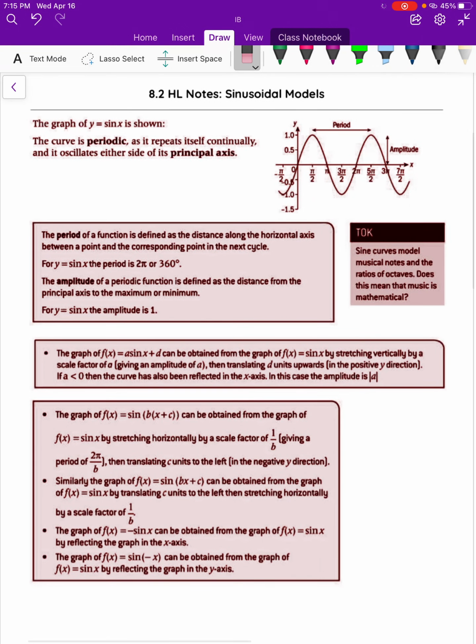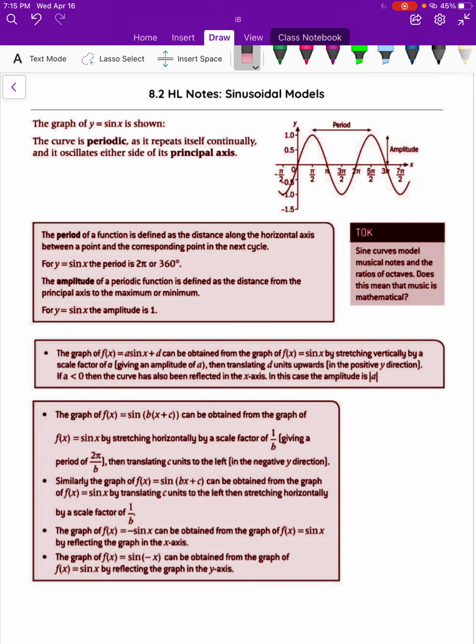Hey there guys, this is just going to be a short video over 8.2 notes for sinusoidal models. We've talked about trig functions in regards to the unit circle, but today we're mostly going to be talking about them as wave functions with different characteristics like principal axis, periods, amplitudes, and phase shifts. Now there's a lot of notes on page 10 and I'm not going to go through all of it.